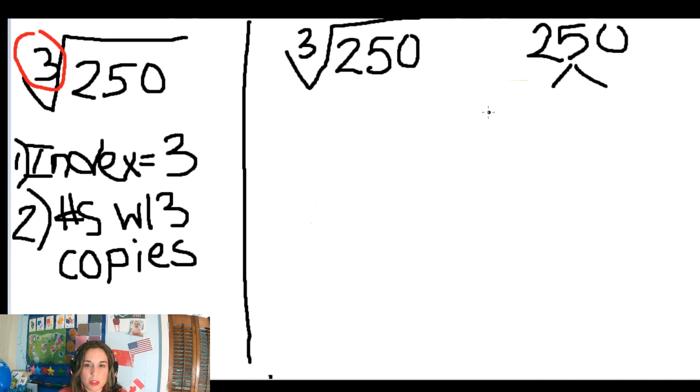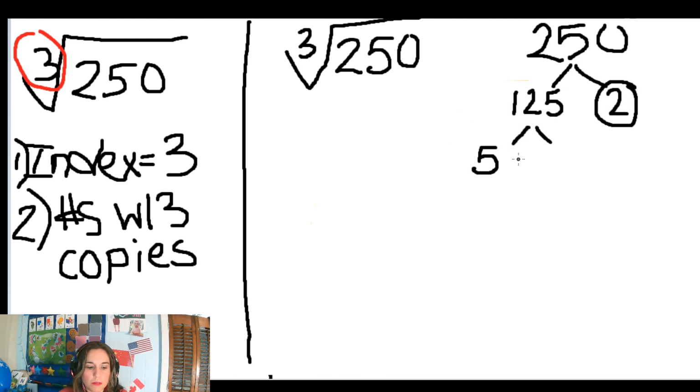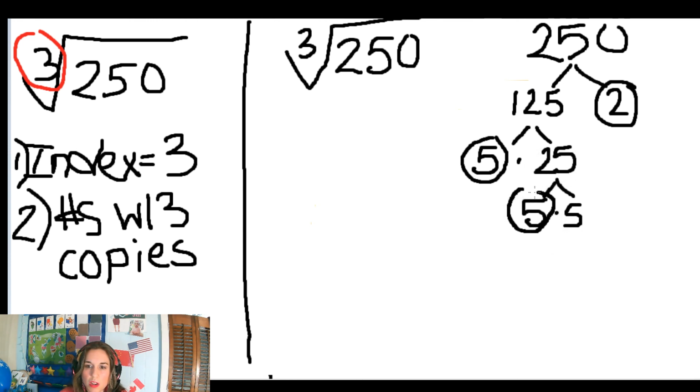So let's start with that. I'll start with 125 times 2. 2 is prime, 125 is not. That's 5 times 25. 5 is prime, 25 is not, but 25 is 5 times 5, and both of those are prime. So I've now gotten to the bottom of my prime factorization tree, which means that 250 equals 5 times 5 times 5 times 2. Prime numbers are so important. Prime factorizations are so powerful, you guys.